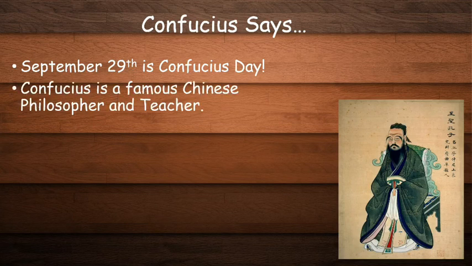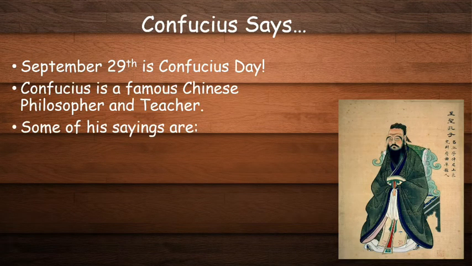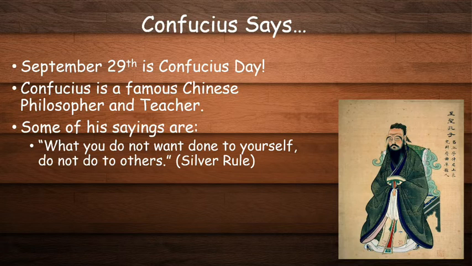But I still want to talk about Confucius. Confucius is a famous Chinese philosopher and teacher, right? Very famous. Some of his sayings are, what you do not want done to yourself, do not do to others. This is the silver rule, right? Go with our golden rule. It's a pretty good saying.